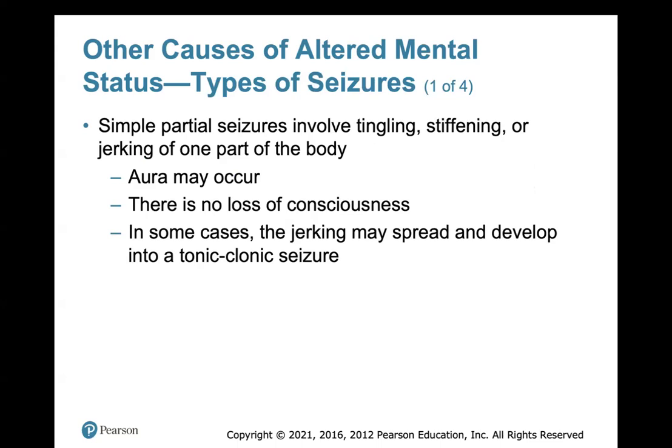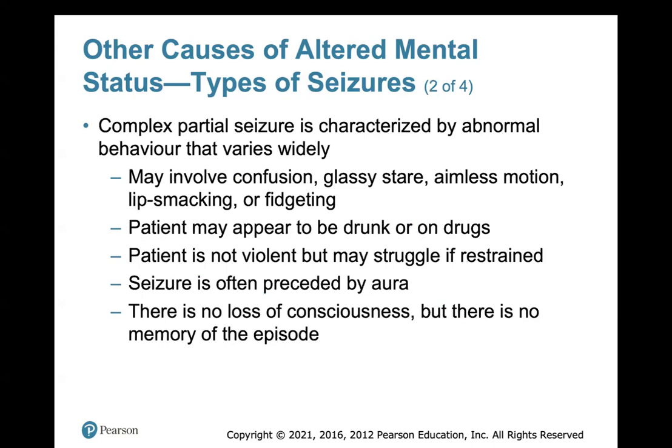Some other types of seizures you may deal with is a simple partial seizure. It may involve tingling, stiffening, jerking of one part of the body. They may have an aura with this. There's usually no loss of consciousness. In some cases, it can be a precursor to a full tonic-clonic seizure. So you may get there and somebody's just uncontrollably shaking their left hand. Okay, take note of that. That could be a partial seizure. It could be a precursor to a larger seizure-like activity.